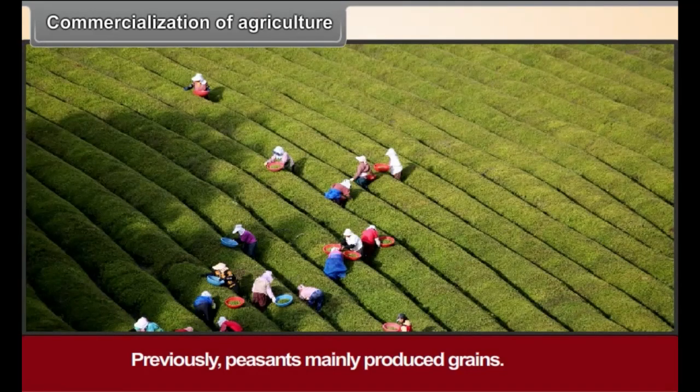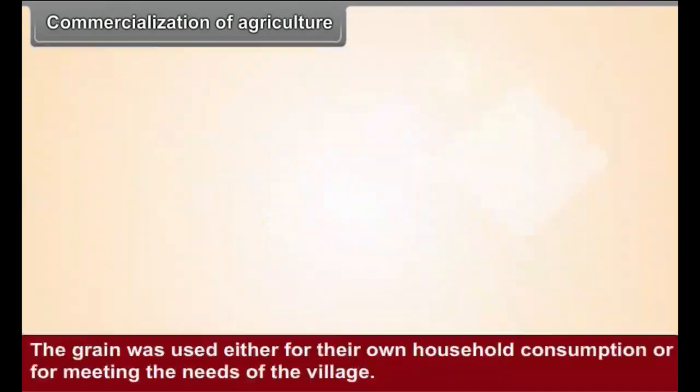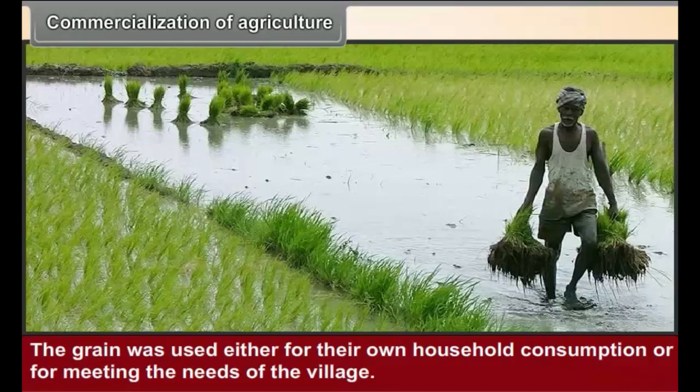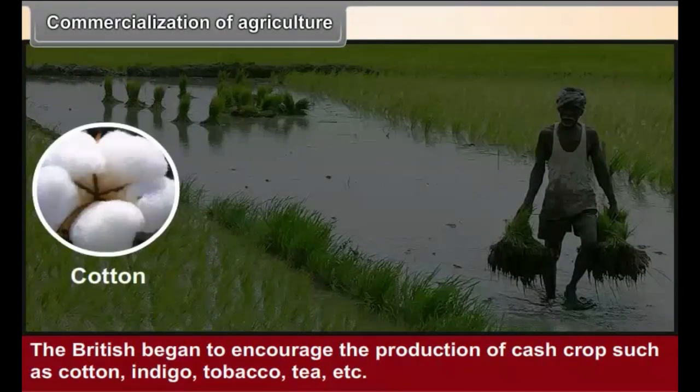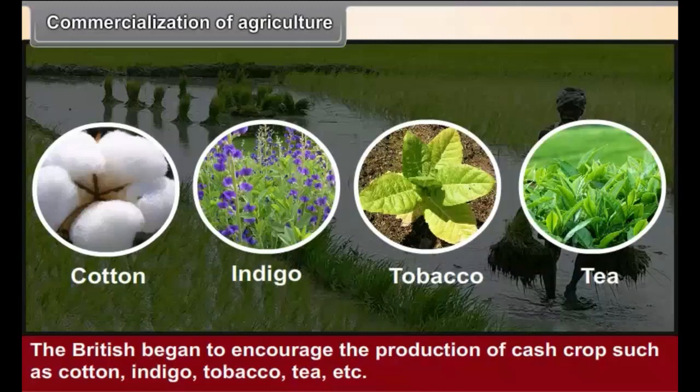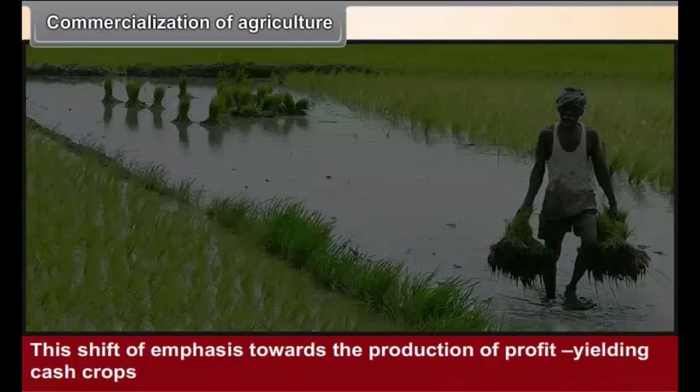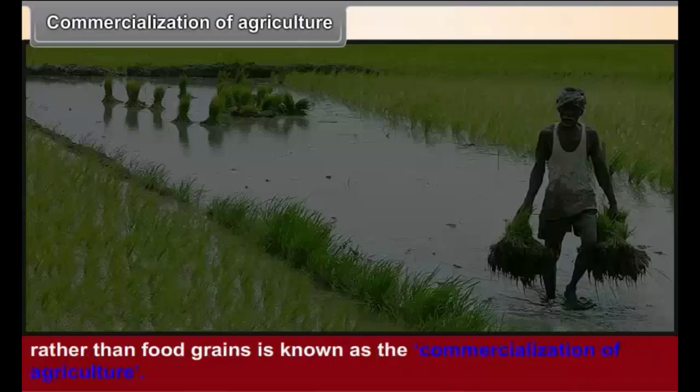Commercialization of agriculture. Previously, peasants mainly produced grains. The grain was used either for their own household consumption or for meeting the needs of the village. The British began to encourage the production of cash crops such as cotton, indigo, tobacco, tea, etc. This shift of emphasis towards the production of profit-yielding cash crops rather than food grains is known as the commercialization of agriculture.